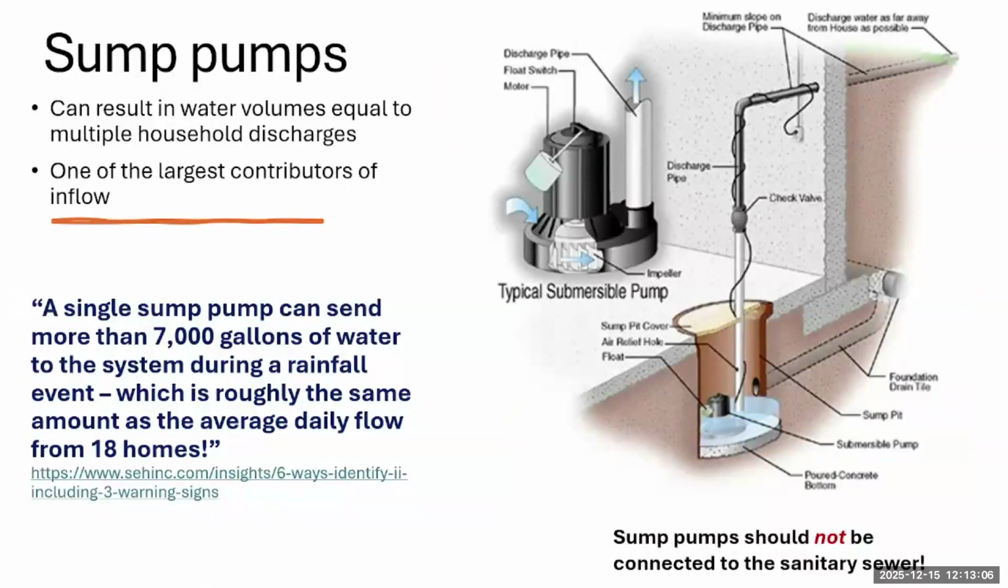Another potential source of excess water could be sump pumps. They can discharge a great deal of water, and it's one of the largest contributors of inflow. So if we look here, it says a single sump pump can send more than 7,000 gallons of water to the system during a rainfall event, which is roughly the same amount as the average daily flow from 18 homes.